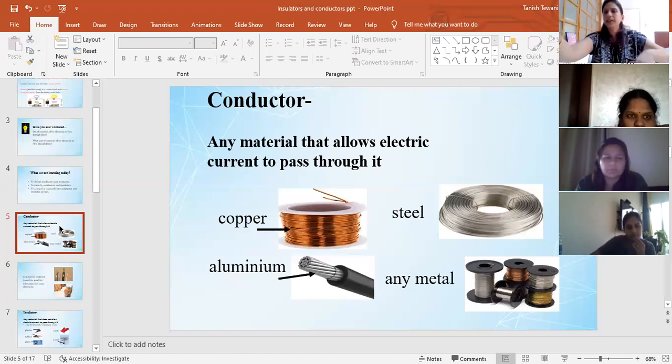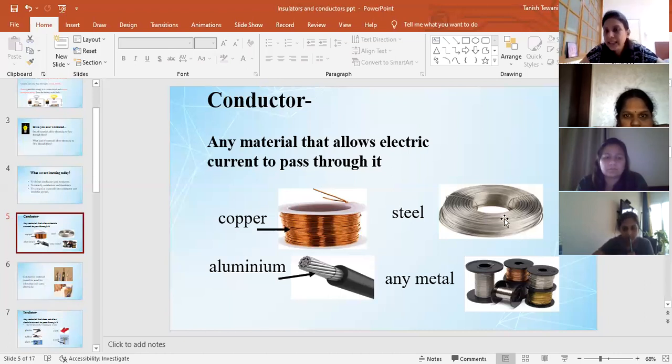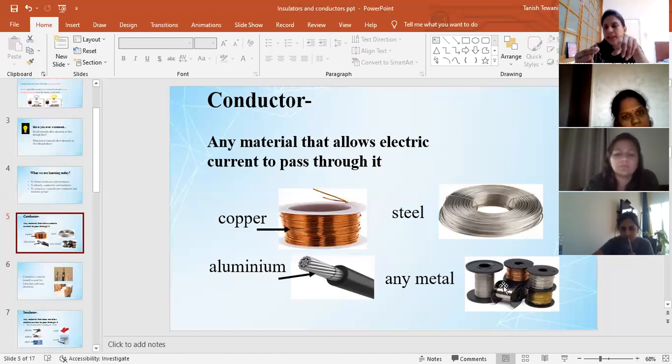Okay, got it, children? Yes, ma'am. So some examples of conductors are copper, aluminum, steel, or any metal, even silver also. Silver also passes electricity, but silver is very expensive. Even steel and aluminum are a little more expensive than copper. So usually we use this copper metal only in the wires.